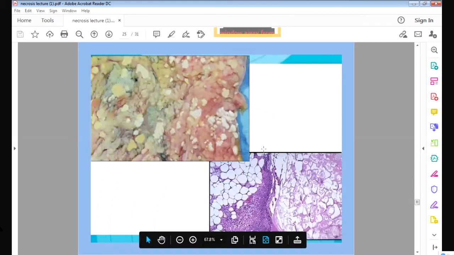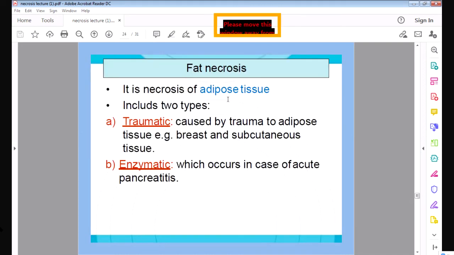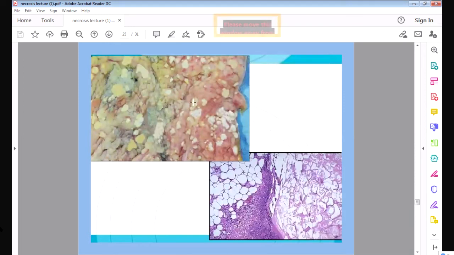Now see what happens whenever the adipose tissue, the fat tissue, dies: fatty acids are released. The adipose tissue contains fatty acids, so fatty acids will be released whenever there is injury to the fatty tissue. The fatty acid will combine with calcium, and they will form white calcium deposits. So you can see here, this is the fat, and you can see this white chalky deposit. You can see these white areas, white deposit like chalk. So these are the white areas of fat necrosis.